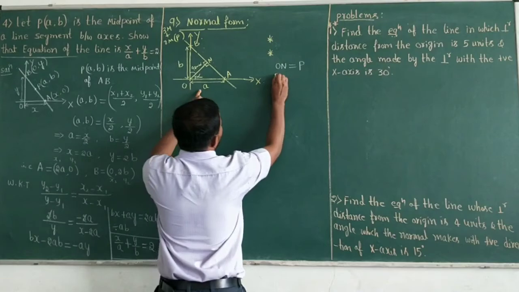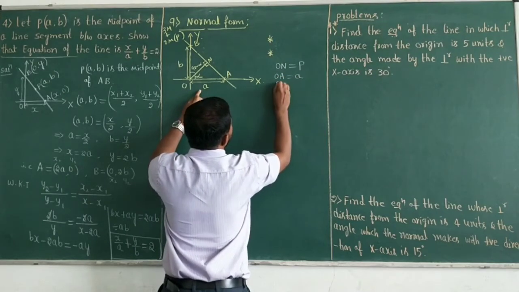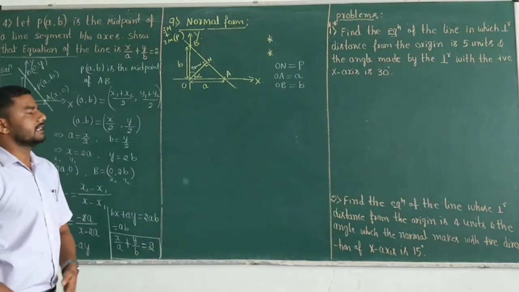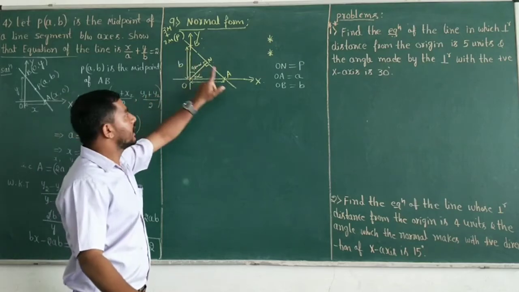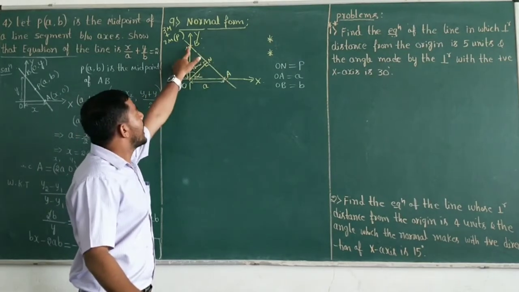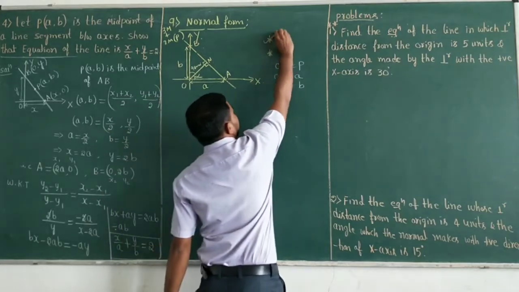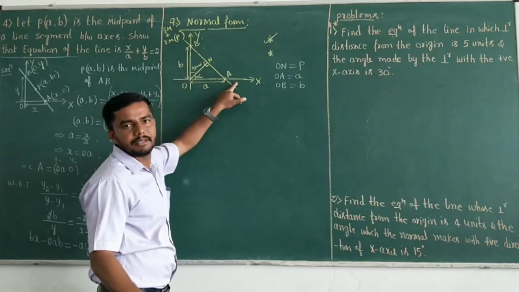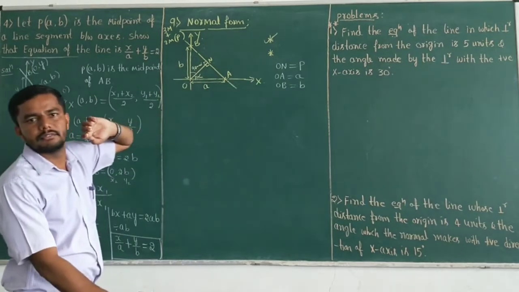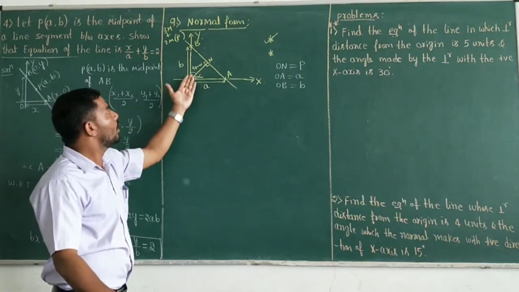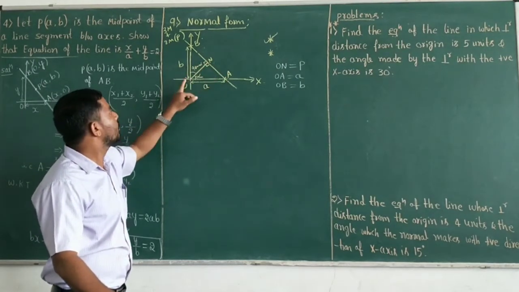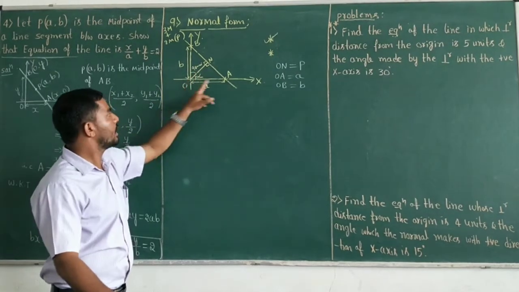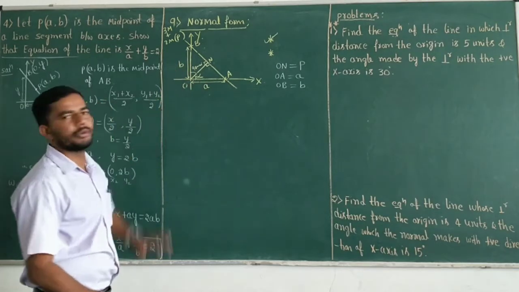Here in the description OA is equal to A and also OB is equal to B. I will repeat once again from the description. Let the line cut the x-axis at A and the y-axis at B. So this is the first point. And then draw ON perpendicular to AB. So this is the second point. And as we know that AON is alpha, NOB is 90 minus alpha. And also ON is equal to P, OA is equal to A, OB is equal to B.